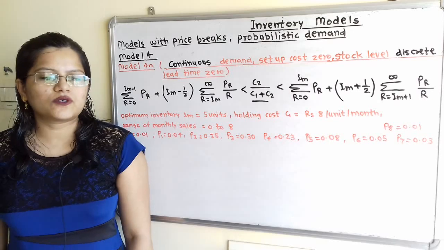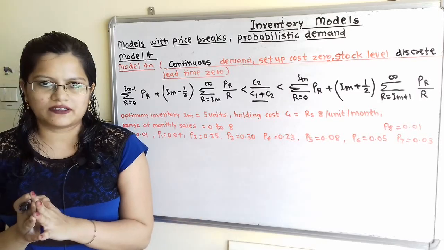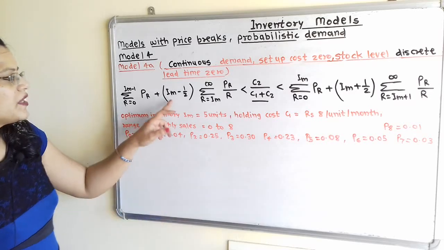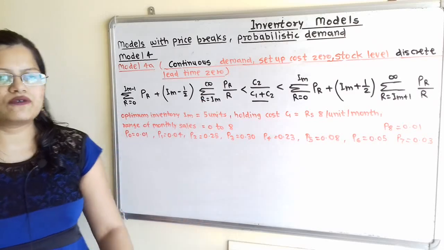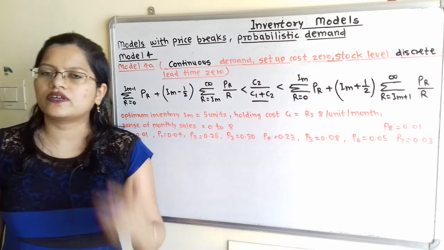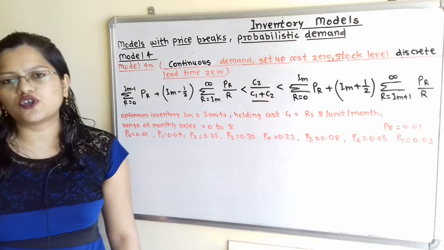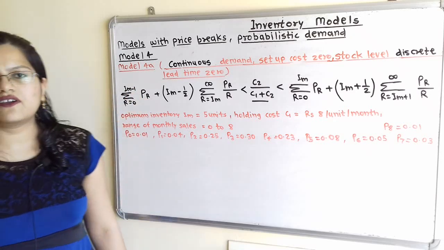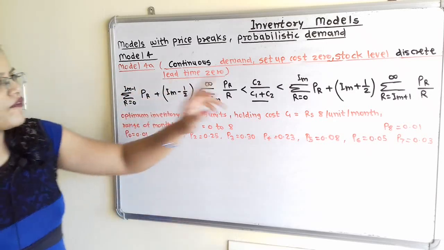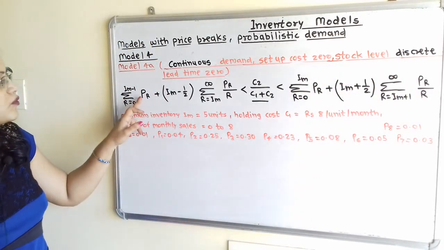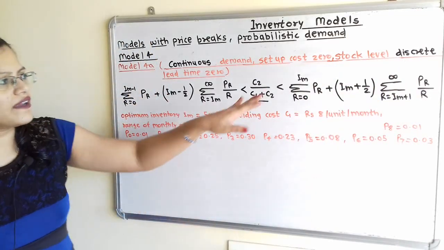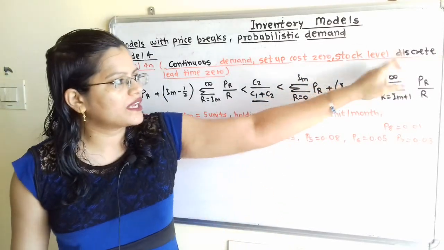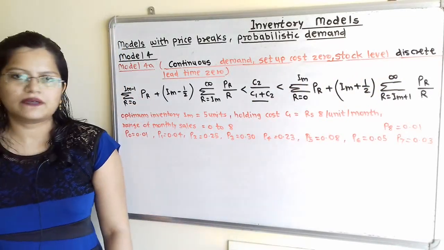So what is this r? r is the demand rate. What is this Im? Im is the maximum inventory level. For the costs, C1 is the inventory carrying or holding cost, and C2 is the shortage cost. Now what is this PR? It is the probability of the demand rate r. Because of the discrete stock level we have to use this PR. When the stock level is continuous we use the probability density function, but here the stock level is discrete and that's why we use PR.